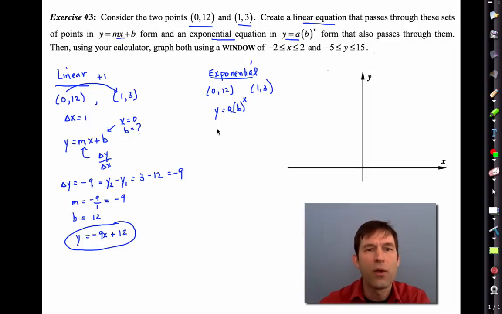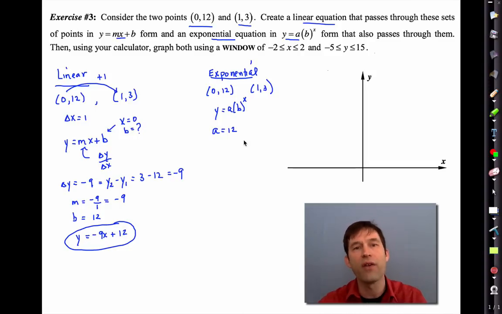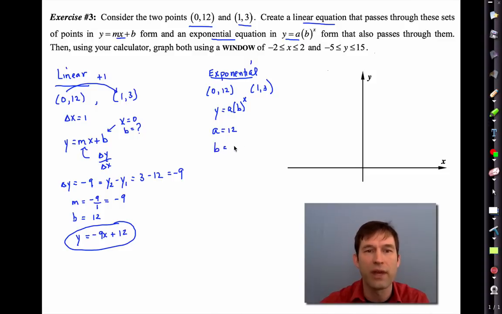Hopefully a, right? A is the starting value. It's the value when x is 0, and that's 12. Remember, when I talk about the value, I'm talking about the y values, the outputs to the function. Now the b. All right, this is tricky. Pause the video if you think you can figure out what it is on your own, all right?